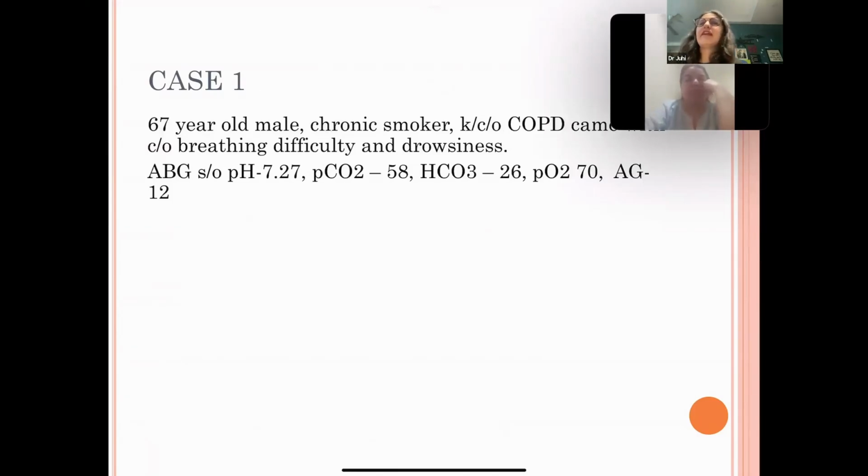So I've tried to keep it very simple. Suppose a 67-year-old male, a smoker with COPD, comes with breathing difficulty and drowsiness with this ABG: pH is 7.27, PCO2 is 58, bicarbonate 26, PO2 of 70, and anion gap of 12. So how will you approach?